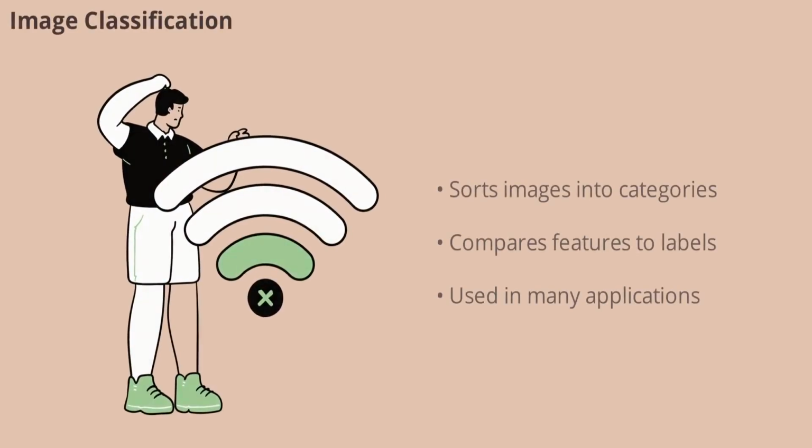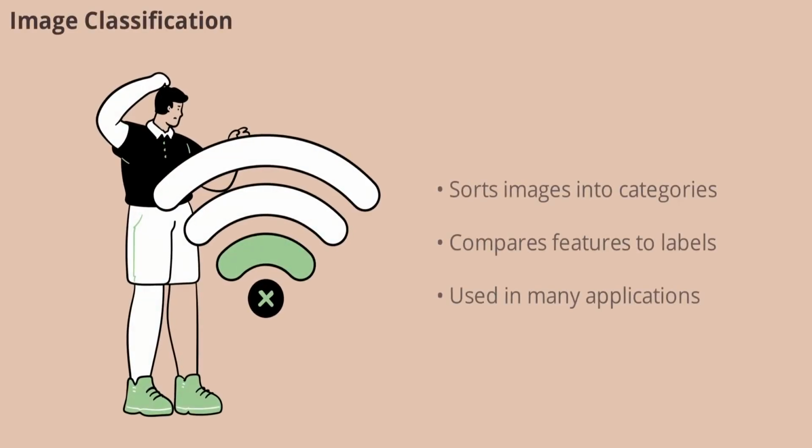One of the main uses of CNNs is image classification. This means sorting images into categories, like identifying whether a photo contains a cat, a dog, or a car. The CNN analyzes the features it has learned and compares them to known categories. If the features match those of a cat, for example, the network labels the image accordingly. Image classification is used in everything from photo organization to medical diagnosis.